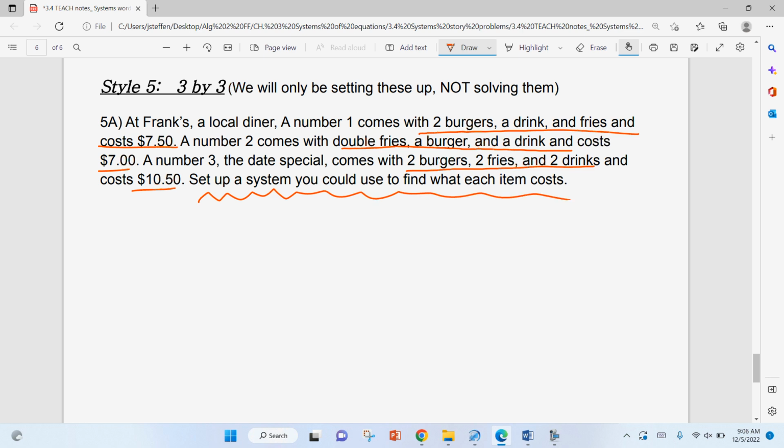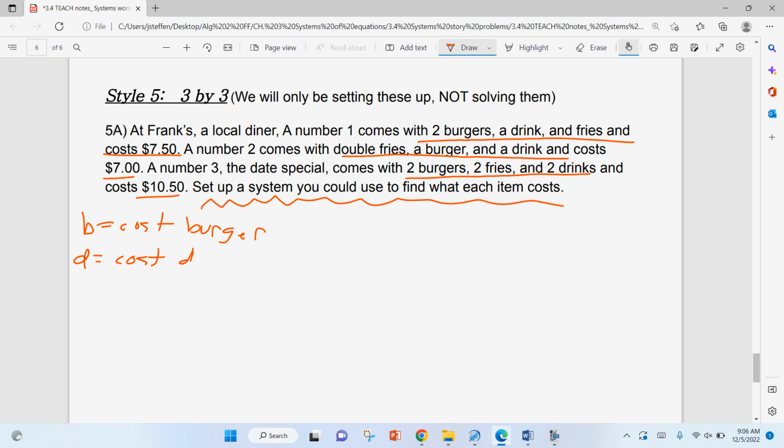Set up the system that you could use to solve. So again, you're not solving it, you're setting it up. So what we're trying to find is what each item costs. So B is the cost of burger. D is the cost of drink. And F is the cost of fries.